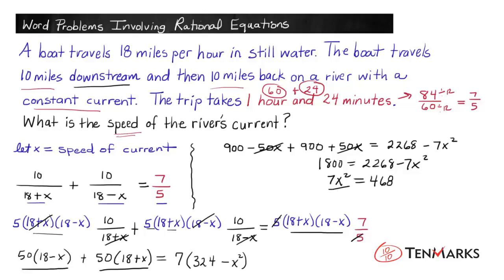Then we could divide both sides by 7, and that's going to give us x squared equals 468 divided by 7, leaving that as a fraction for now. Once we take the square root of both sides to undo this square, normally with a quadratic we would say plus or minus square root, but at this point a negative speed for our current doesn't really make sense. So we're going to disregard the negative, and when we take the square root of 468 over 7, we get approximately 8.2. That means that the speed of our current is about 8 2/10 miles per hour.